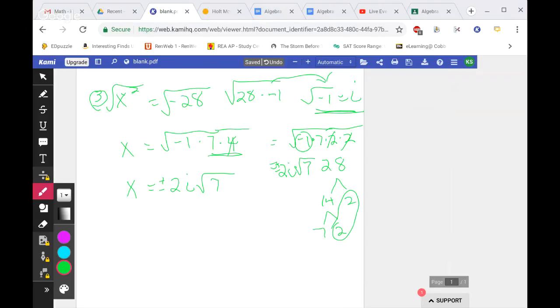because if I say the negative square root of 7 times the negative square root of 7, that is going to be a positive, right? Yeah.